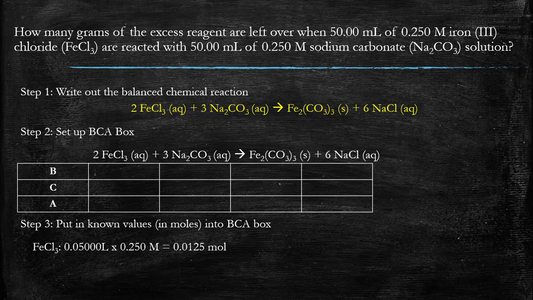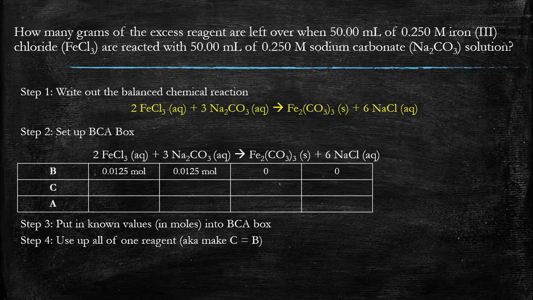You get this value for the iron 3 chloride, plug that in. You get this value for the sodium carbonate, plug that in. Since there is no iron 3 carbonate or sodium chloride made yet, you can put 0 in there. Not essential because the question doesn't deal with the products.